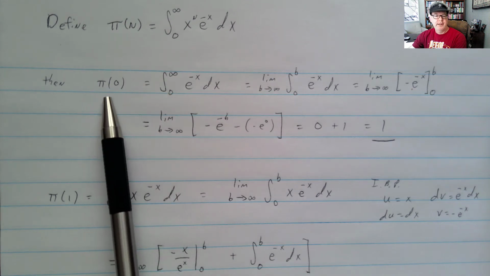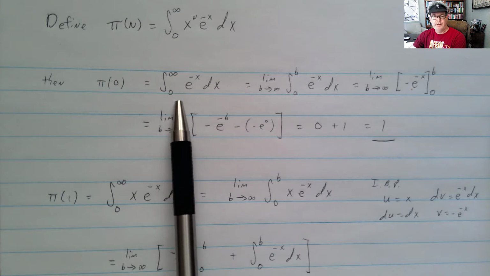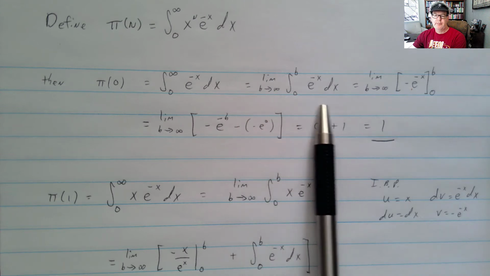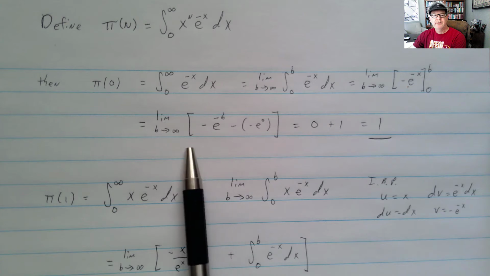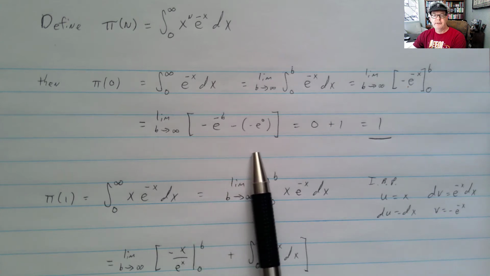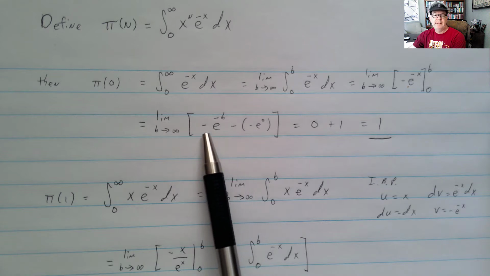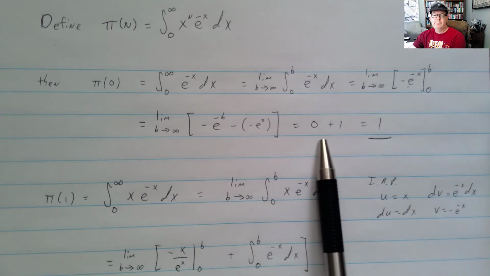For starters, let's look at pi of 0. So if I plug 0 in, x to the 0 will be 1. So I'll just have to integrate from 0 to infinity e to the negative x. And it's a pretty easy integral to do if we do it rigorously with our improper integral knowledge. We just have to evaluate basically e to the negative infinity will be 0, and then minus a negative e to the 0, which will be plus 1.